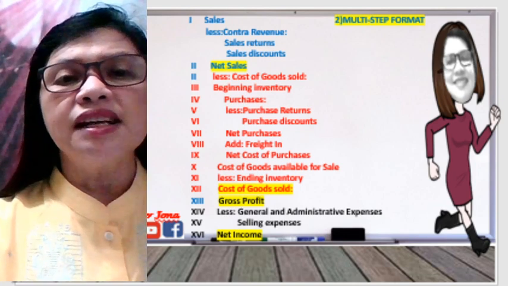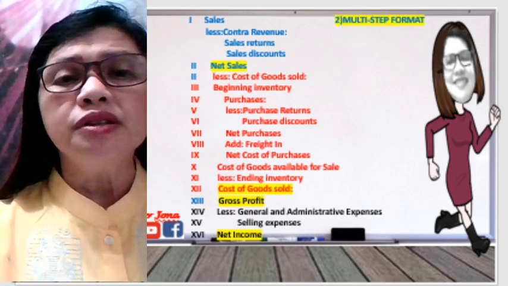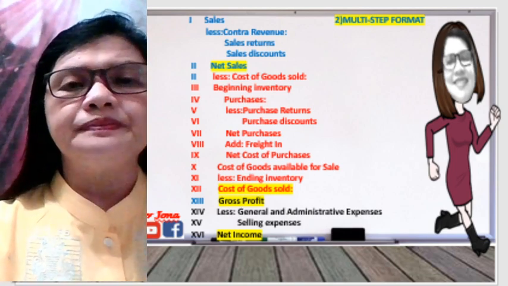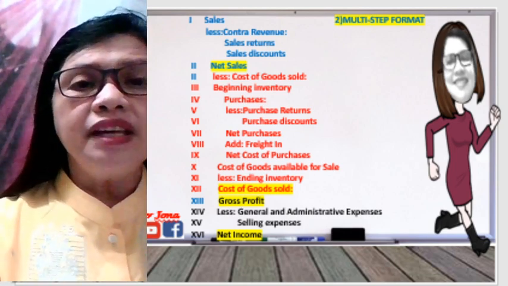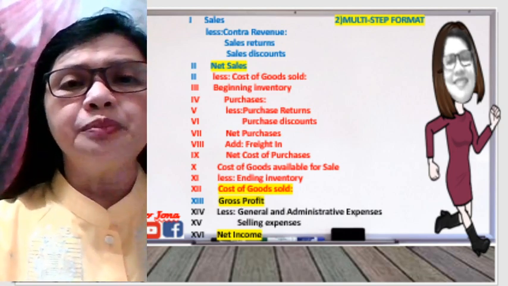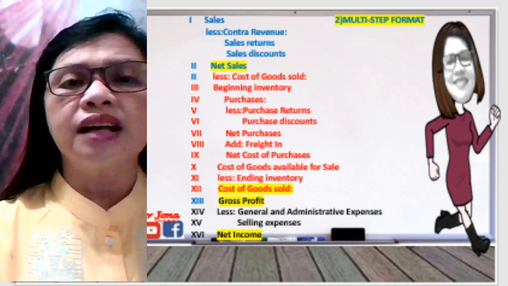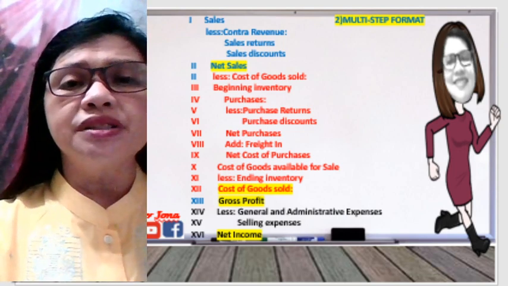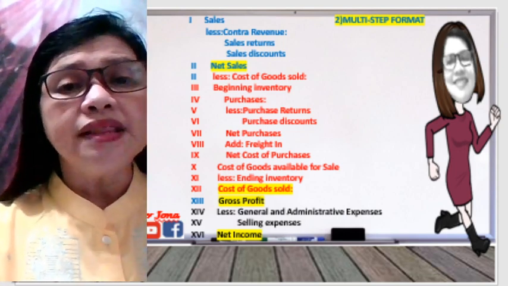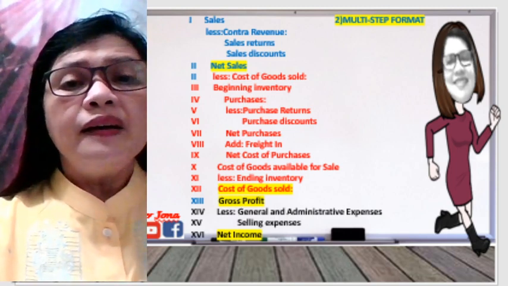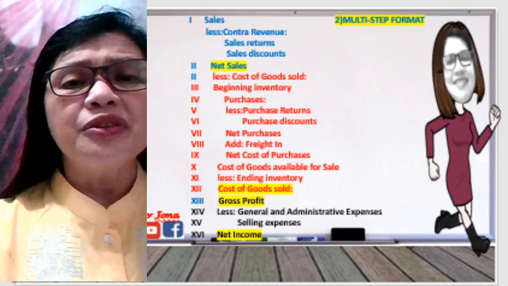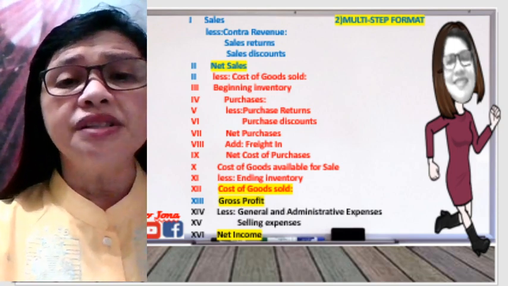Then from the net sales, you deduct your cost of goods sold, but the cost of goods sold has the following content: the beginning inventory plus the purchases, but if there are purchase returns and purchase discounts, we deduct them from the purchases to arrive at the net purchases. Then we add the freight in. When we add the freight in, it now becomes the what? Correct, the net cost of purchases.